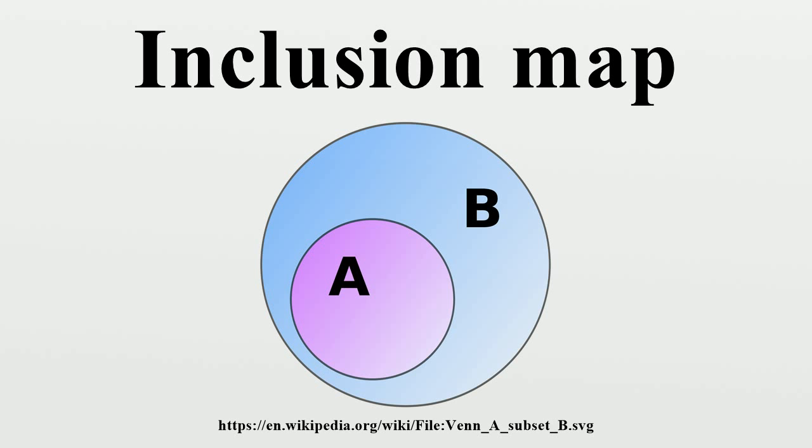Another example, more sophisticated, is that of affine schemes, for which the inclusions Spec R/I into Spec R and Spec R/I into Spec R may be different morphisms, where R is a commutative ring and I an ideal.